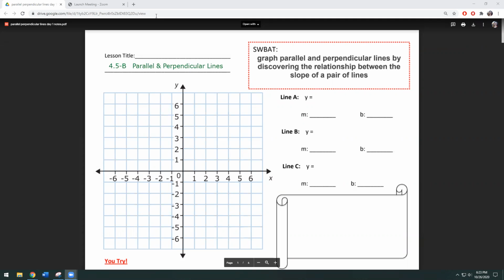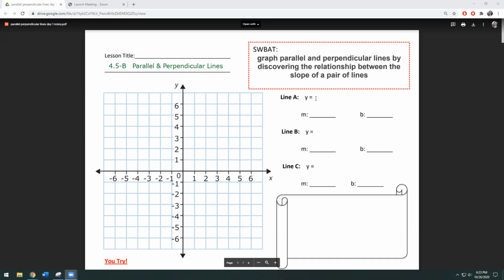So anyways, our lesson title today is 4.5b, parallel and perpendicular lines. So make sure that you write that down. This means students will be able to, so by the end of this lesson, you should be able to graph parallel and perpendicular lines by discovering the relationship between the slope of a pair of lines. So let's start off here for right now.